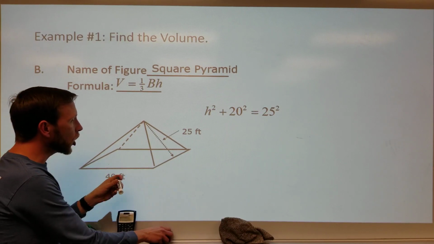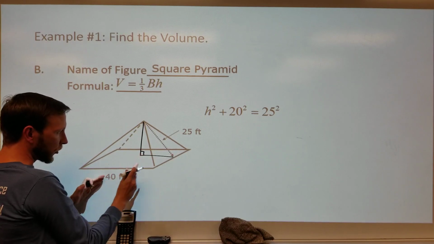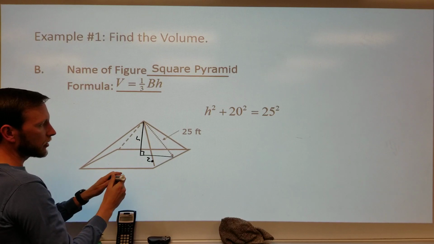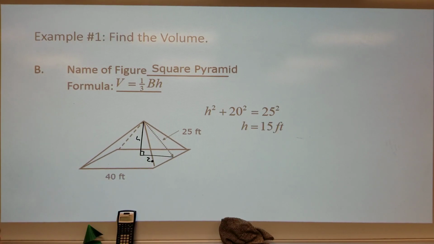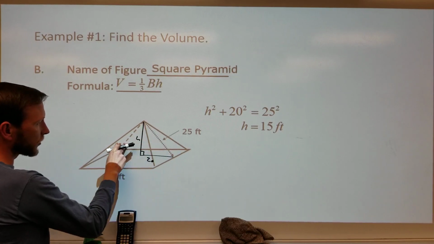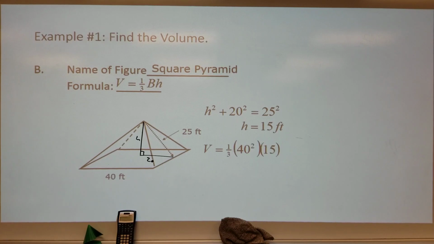So if I want to know what the height is, then I have to cut this 40 in half. All right, 20 and 20. I got to find the height. H squared plus 20 squared equals 25 squared. Doing some Pythagorean theorem there, we're going to find out that H is equal to 15. And that is using, obviously, a 3, 4, 5 triangle relationship. 3 times 5, 4 times 5, 5 times 5. Or we could go through all the steps of the Pythagorean theorem.